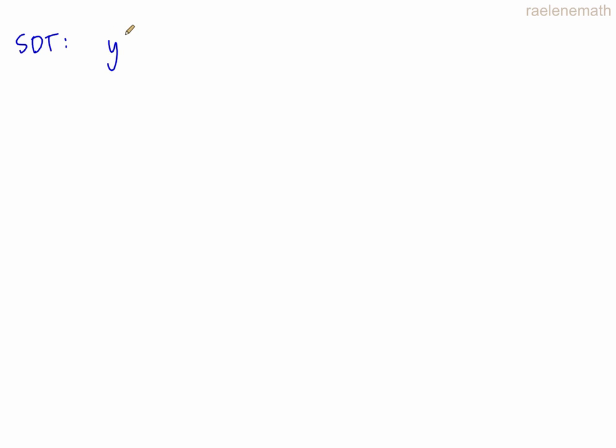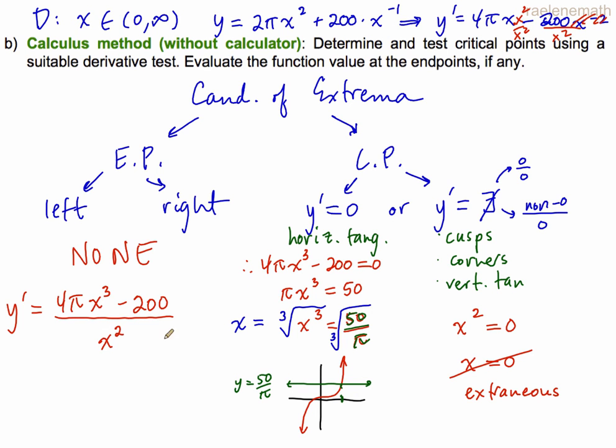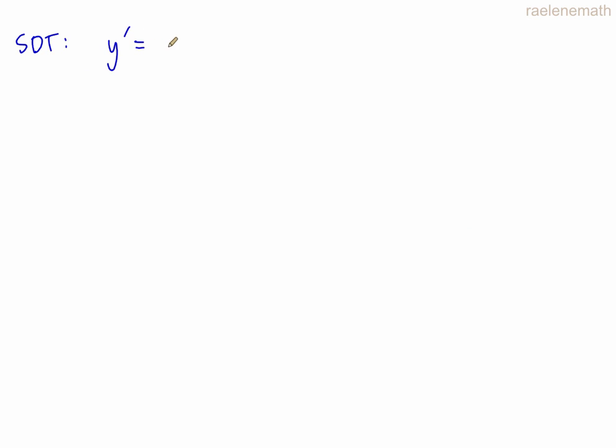So y prime was equal to, let's just double check. Let's not use the fraction, but rather the first version, 4 pi x minus 200 x to the negative 2. Let's just write that down. 4 pi x minus 200 x to the negative 2, and therefore y double prime is equal to 4 pi plus 400 x to the exponent negative 3.